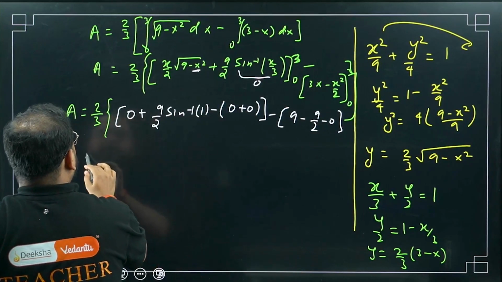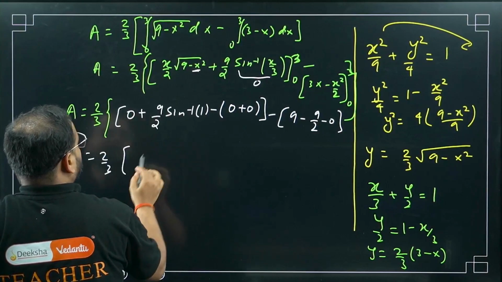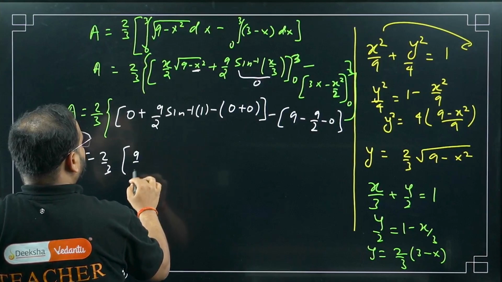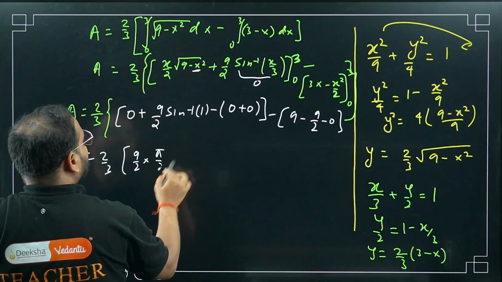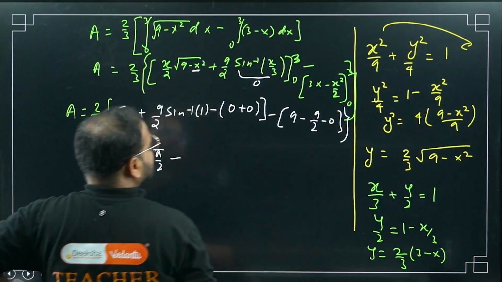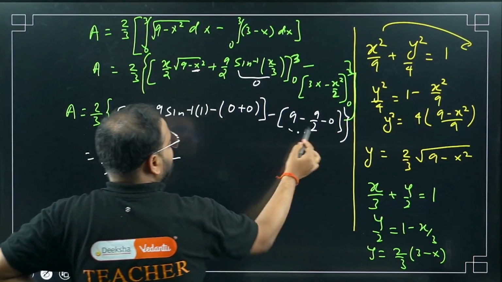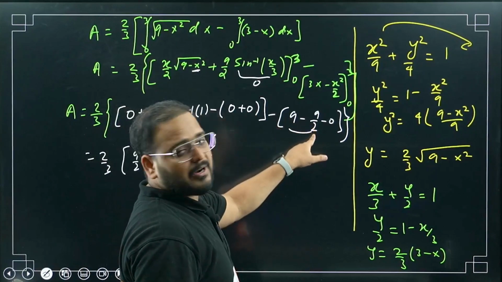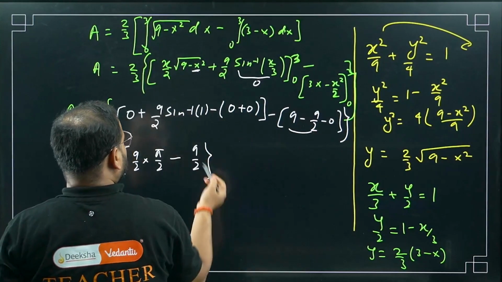Okay, चलिए आगे बढ़ते हैं. So 2 by 3, this will be what is left? This is going to be 0, so gone. 9 by 2 times pi by 2, since sin inverse of 1 is pi by 2. Minus, this whole thing is there, minus, what is going to be? This is simply 9 by 2, right? So minus 9 by 2. Please check. 9 minus 9 by 2 is what? 9 by 2 only.